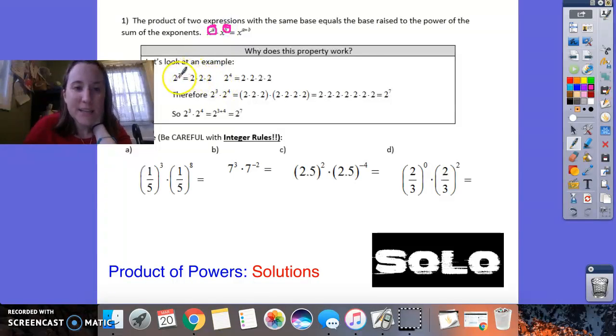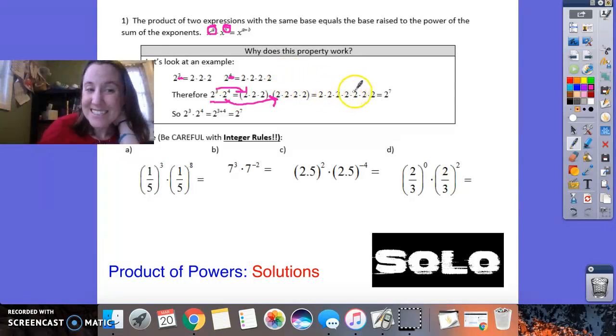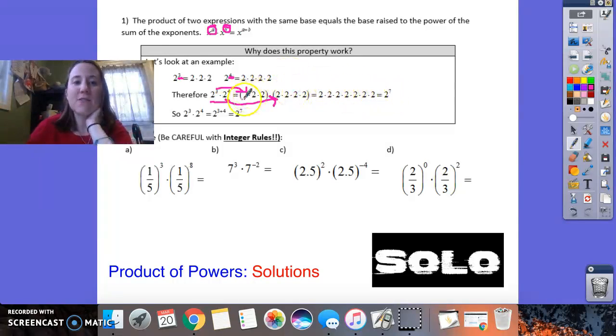And so look at this example with 2 to the 3rd power times 2 to the 4th power. You can see this all written out. 2 times 2 times 2 would be 2 to the 3rd power. And 2 times 2 times 2 times 2 would be 2 to the 4th power. And if I write that all out, I have 7 2's, which is 2 to the 7th power. And notice that 3 plus 4 equals 7.